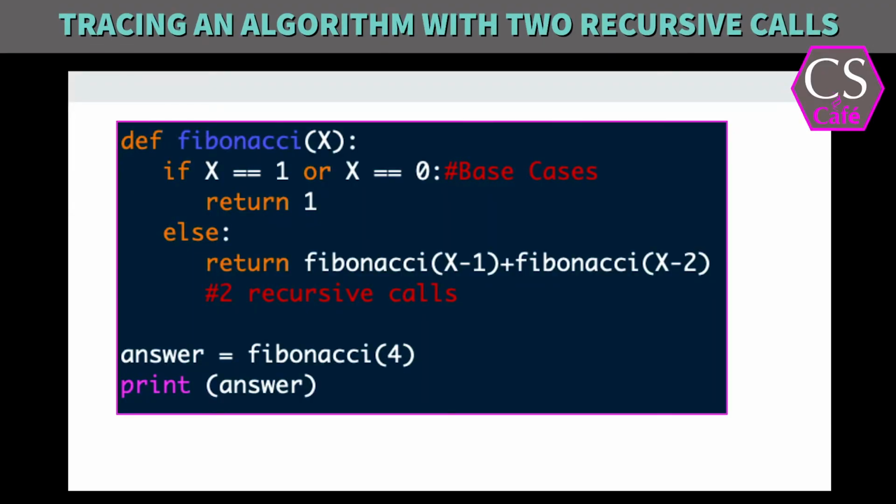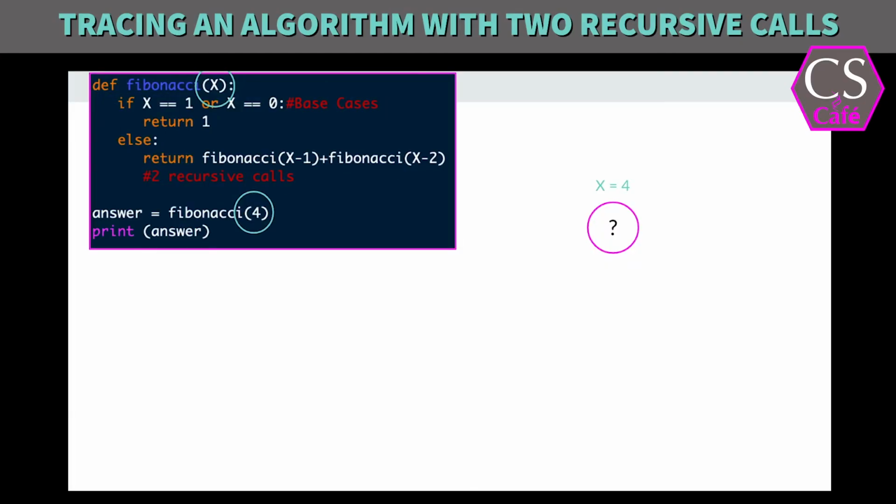Okay, now in this example we have a recursive function which has two recursive calls. The first one is Fibonacci of x minus 1 and the second of Fibonacci x minus 2. We're passing in the value of 4, so x is starting with the value of 4, so we can say that x is equal to 4. In this one, we're going to use a binary tree to trace the recursive algorithm, and we'll see how binary trees are great for tracing a recursive algorithm that has two recursive calls.